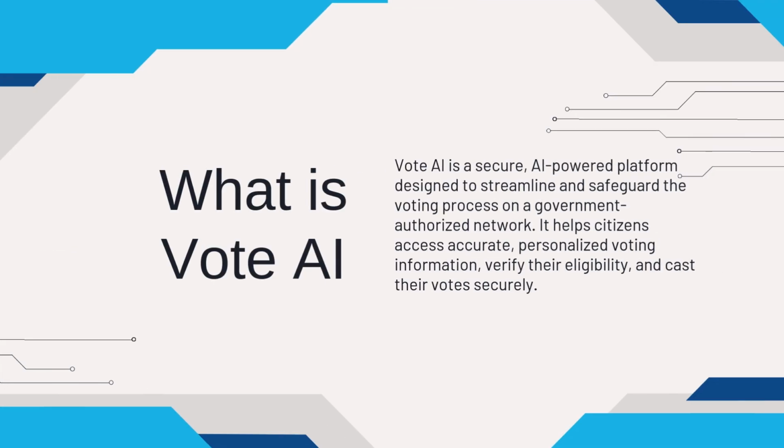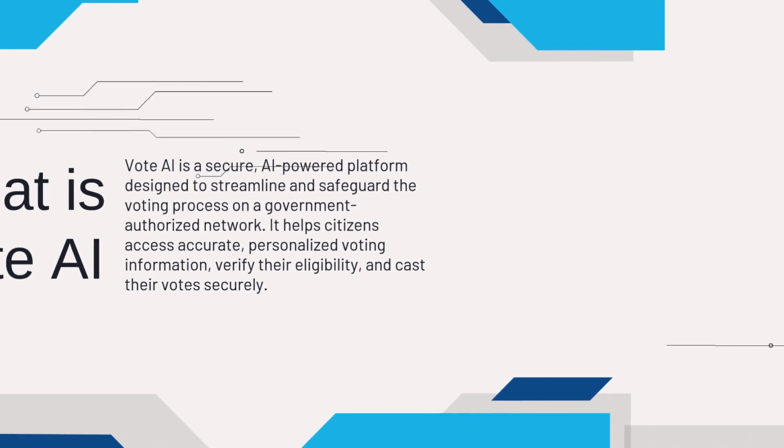What is Vote AI? Vote AI is a secure AI powered platform designed to streamline and safeguard the voting process on a government authorized network. It helps citizens access accurate, personalized voting information, verify their eligibility, and cast their votes securely.